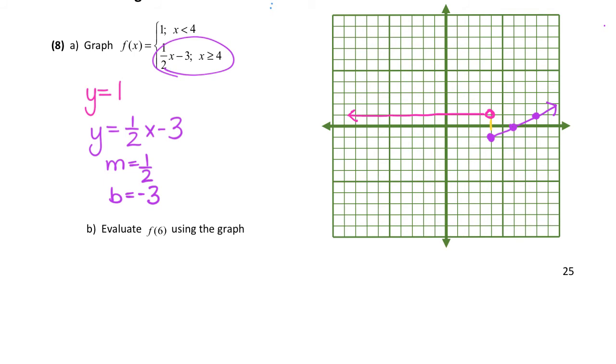Now that I have graphed my piecewise function, it's asking me to evaluate f of 6. Evaluating f of 6, we know that this is when x is equal to 6. So x is equal to 6 right here. And my function lands right on 0. So f of x is going to equal 0.